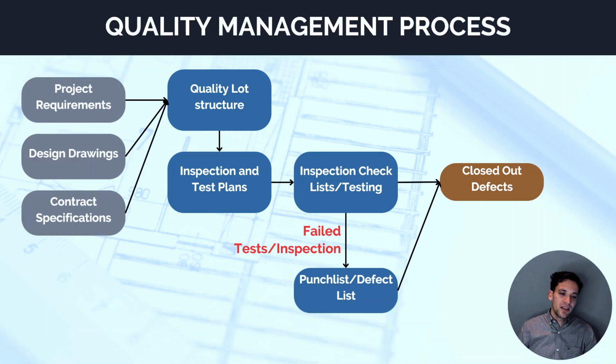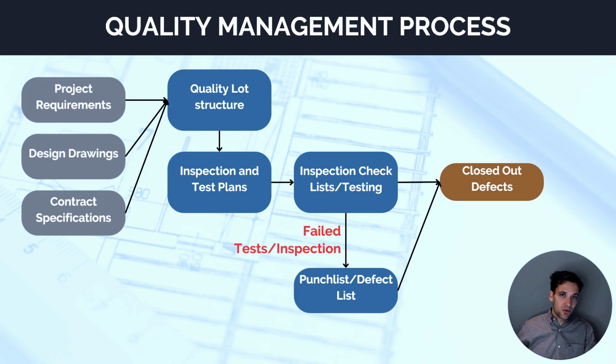So let's look at the quality management process and where defects are addressed and managed through this process. It starts off with, as inputs to the quality management process, the project requirements, the design drawings, and any contract requirements. We then develop a quality lot structure. So this will be a list of all the work we have to do in the project, the same as a work breakdown structure. And against each of the individual construction requirements, we develop inspection and test plans. So an inspection and test plan is a document we use to check and verify that the work has been done correctly.